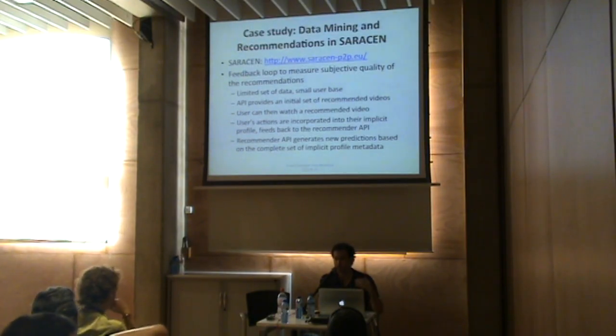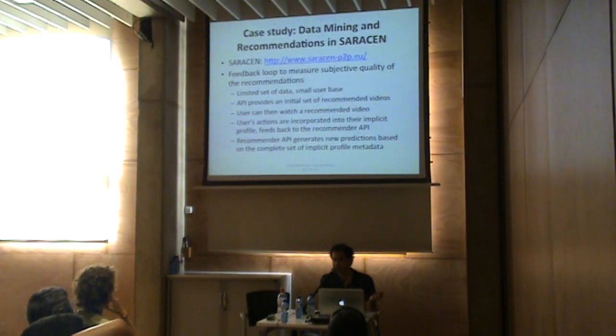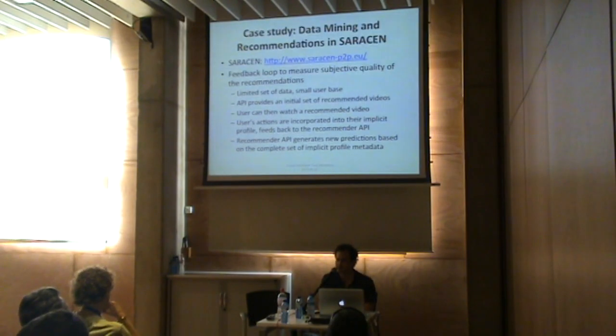And to really leverage these technologies, you probably want to have at least 500 or 1,000 users. You want to have maybe 5,000 or 10,000 content nodes. And then you're really going to start getting some interesting content recommendations and user recommendations within your site. But the API does provide an initial set of recommended videos.